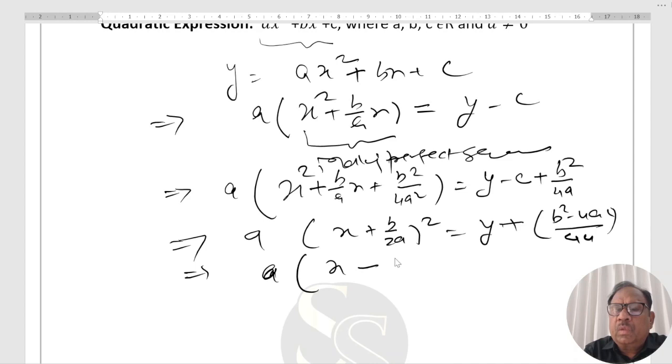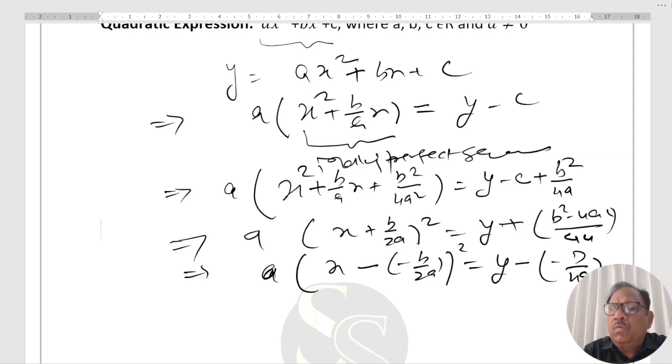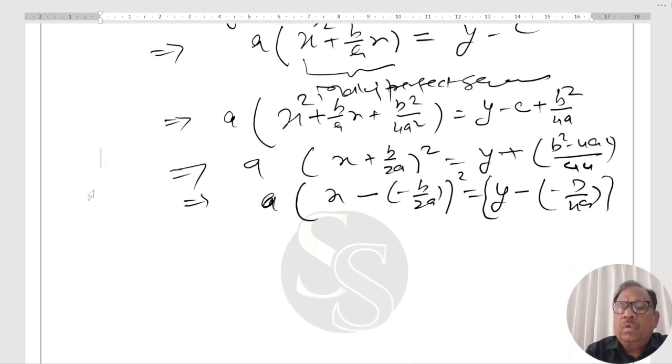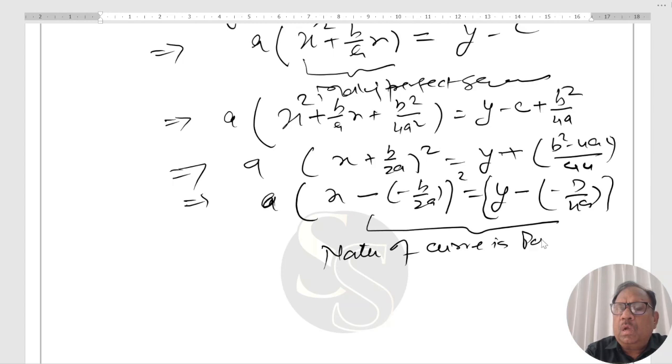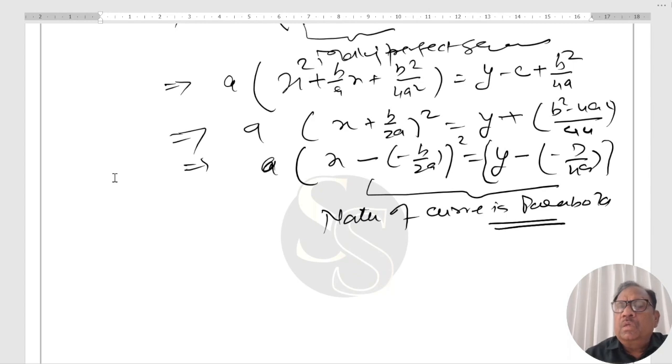So on simplification, (x minus b upon 2a) whole square equals y minus d upon 4a. This is the final equation. The nature of the curve is a parabola. Parabola in the conic section will be studied in the next topics, but for the quadratic purpose I am discussing it here.